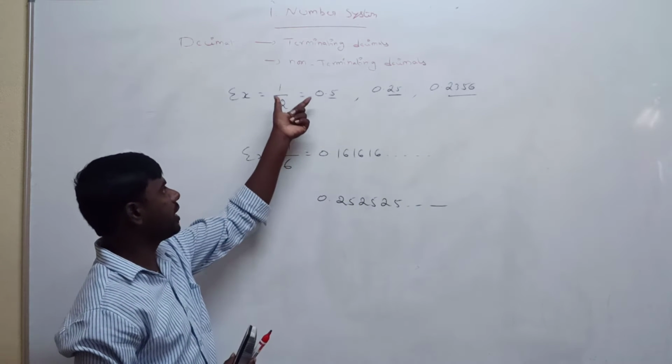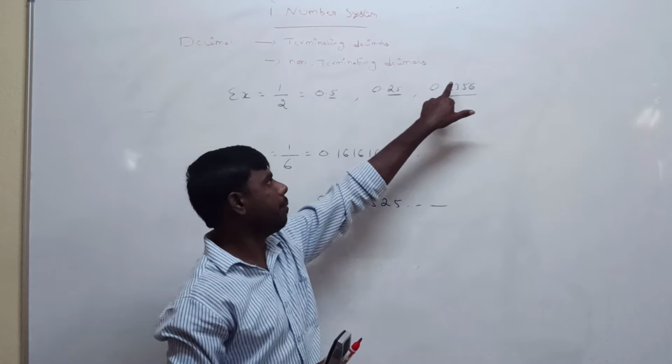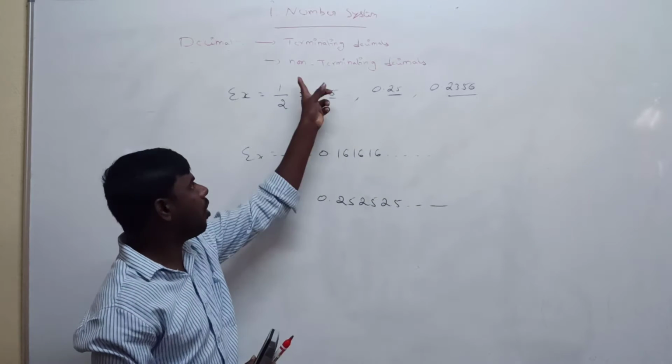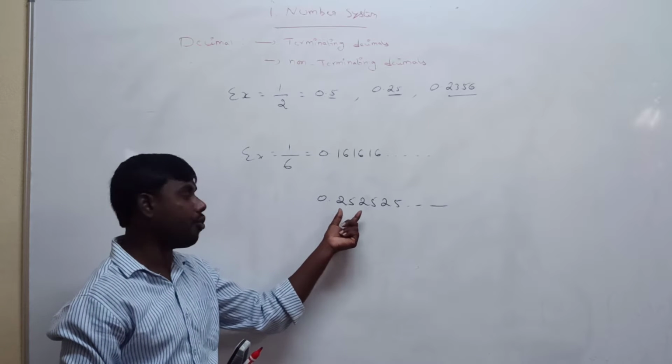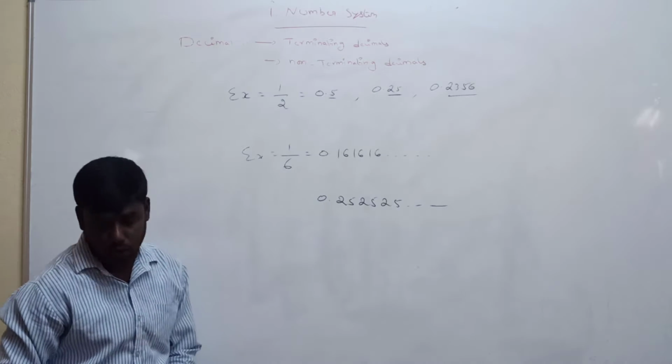So terminating decimals are nothing but decimals with only a finite number of places. Non-terminating decimals are decimals with an infinite number of places.